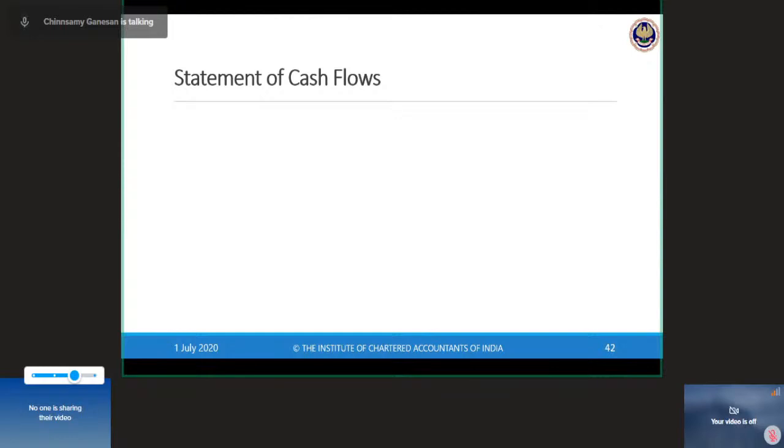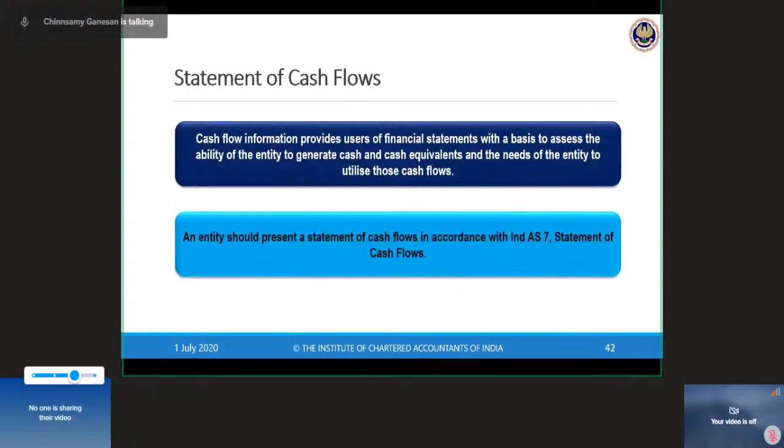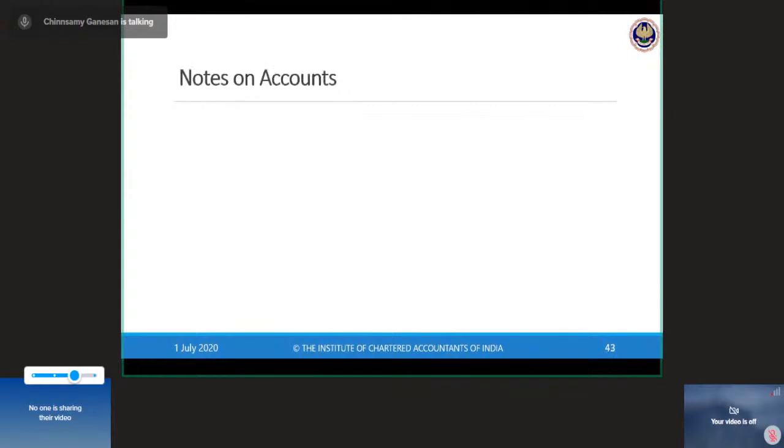When it comes to the statement of cash flows, it should be based on the format in Ind AS 7, and the preparation should also be in accordance with Ind AS 7. In simple terms, Schedule 3 has not given any format. Ind AS 1 has not given any format. You have to go to the format as given in Ind AS 7, and your preparation will be governed by the principles of Ind AS 7 statement of cash flows.